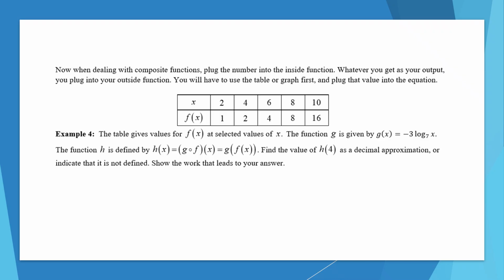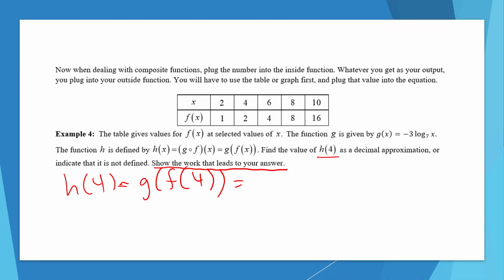All right, so this is the type of question that you're going to see, and this is when we actually have a composite function. So when you have a composite function, plug the number into the inside function first, and then whatever you get as your answer, you're going to plug that into your equation, your outside function. So you'll always have to use the table or graph first, and then plug it into the equation. Let's look at example 4. Here we want to find the value of h of 4, where h of 4 is equal to g of f of 4. Here we need to show the work that leads to your answer.